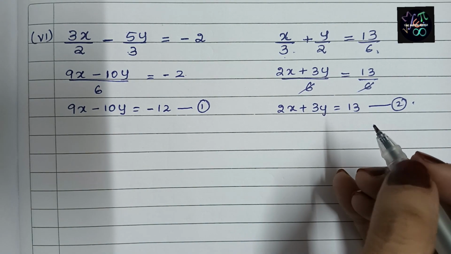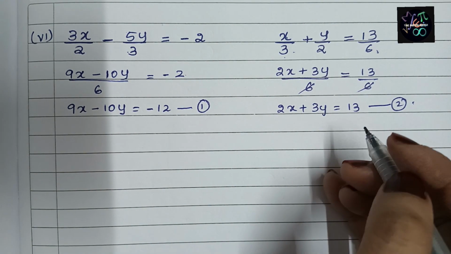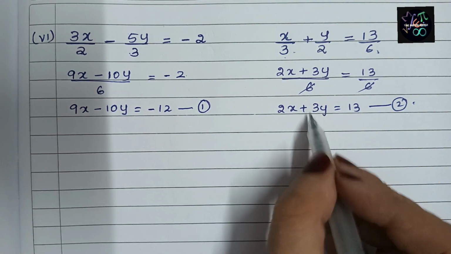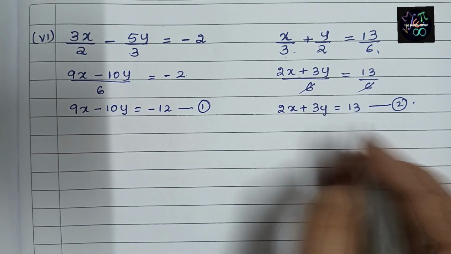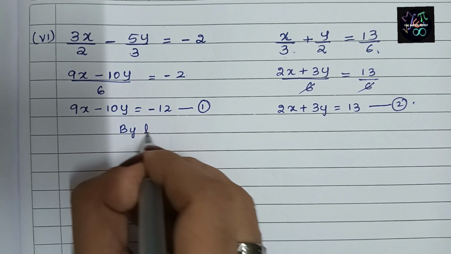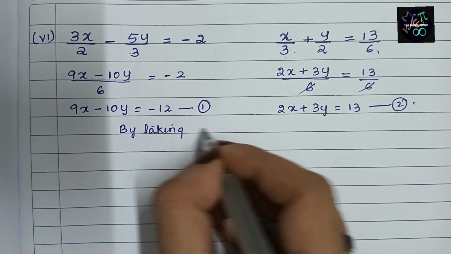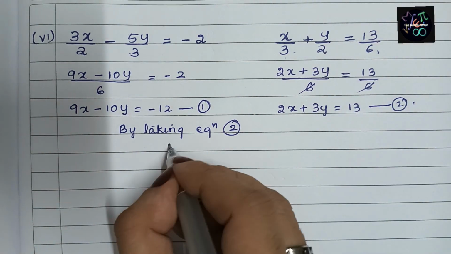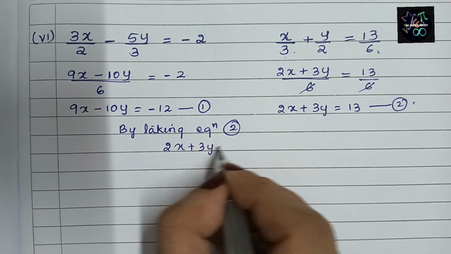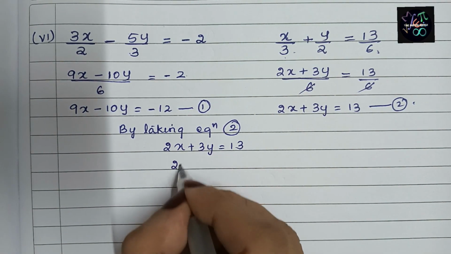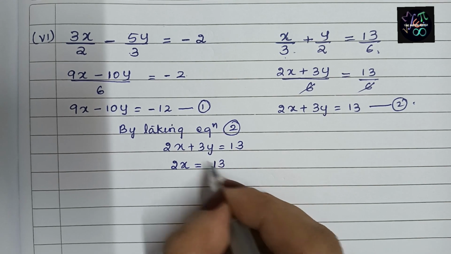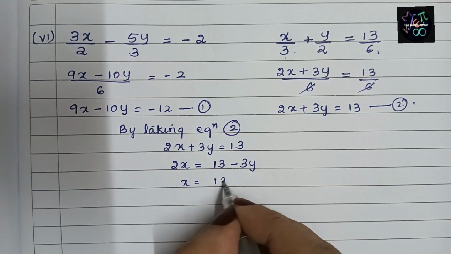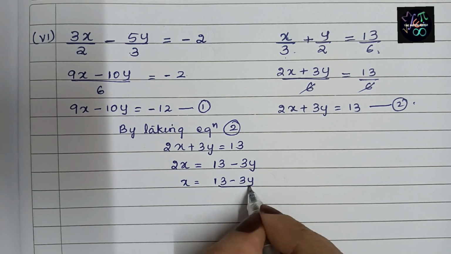Let us solve this by taking 1, putting in 2, or by taking 2, putting in 1. Whichever we want, we can take. We take 2, which we feel easy with having a plus sign. If we take 1 also, we will get the answer. Okay, I'll take 2. 2x plus 3y is equal to 13. 2x I'll keep as it is, 13 minus 3y, and x is equal to 13 minus 3y by 2.